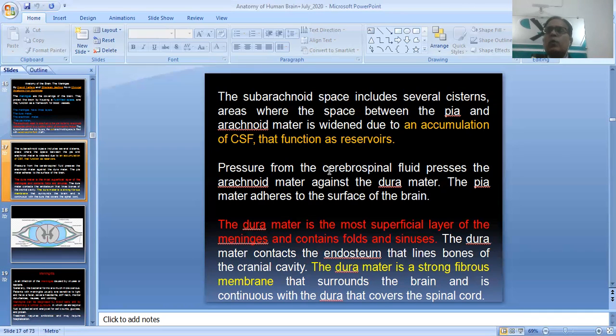The dura mater is the most superficial layer of the meninges and contains pores and sinuses, my dear friends. The dura mater contacts the endosteum that lines bones of the cranial cavity. What is dura mater? The dura mater is a strong fibrous membrane that surrounds the brain and is continuous with the dura that covers the spinal cord, my dear friend.